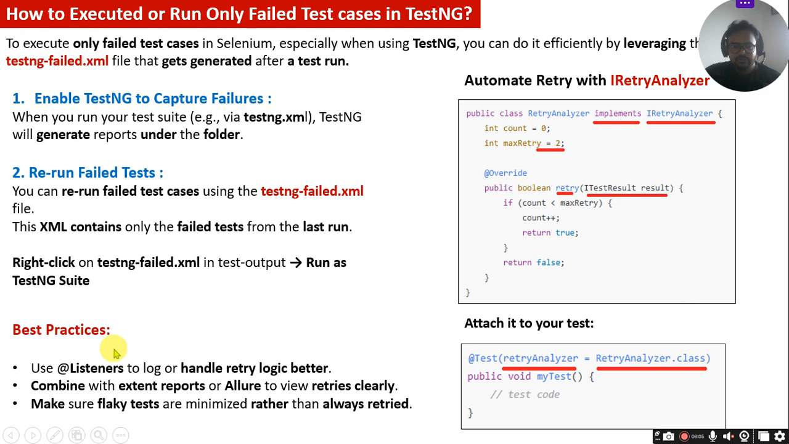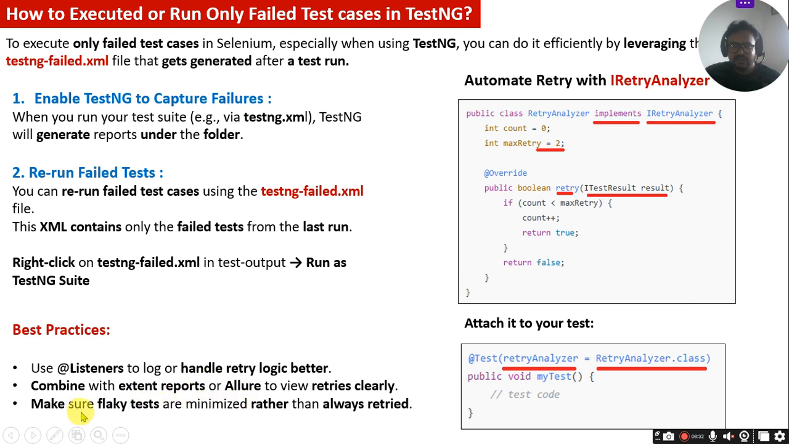Okay, you need to use the listener to handle the retry logic. Always go this way. Do not do it manually; that is the manual way you can also do, but always implement these listeners. Combine these listeners with your Extent report or Allure report to see how many times it has been retried. Those kinds of things you need to include in your report.